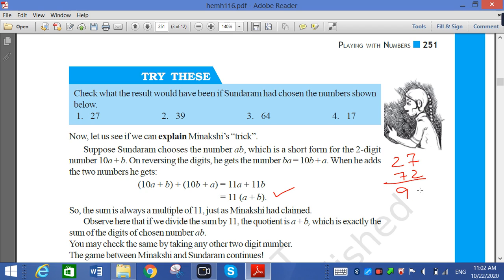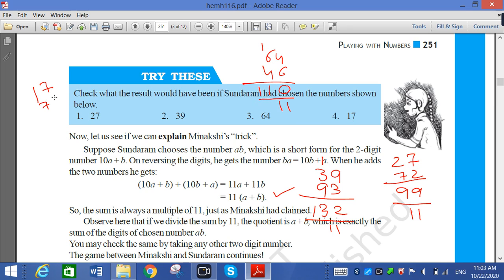If I add it, that is 99, it is always divisible by 11. If I take 39, the reverse is 93. If I add it, then 132, it is always divisible by 11. If I take 64, the opposite is 46. If I add it, it is always divisible by 11. If 17 is there, reverse it, 71. Add, 88, always divisible by 11.